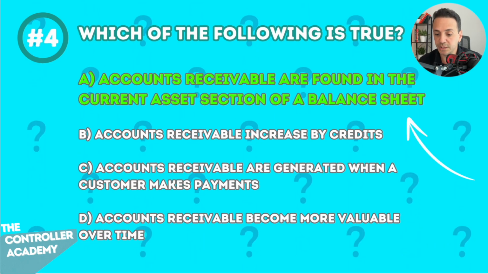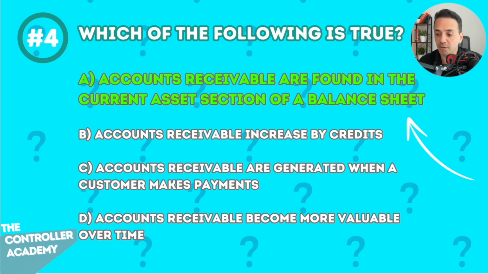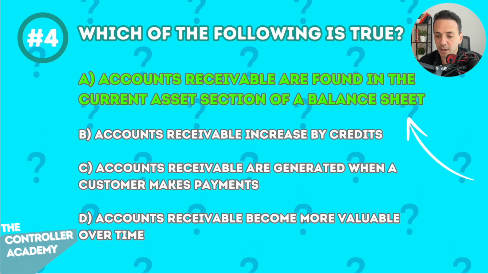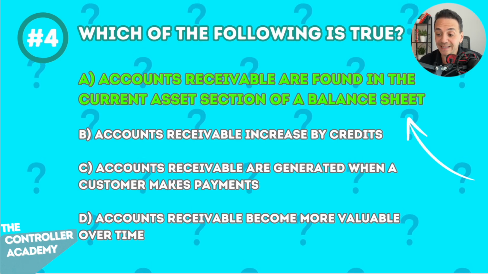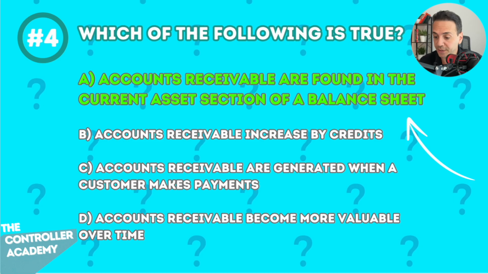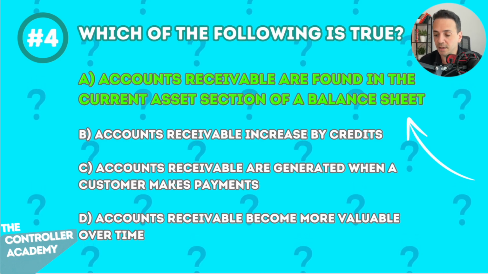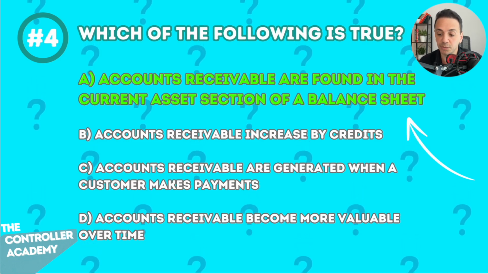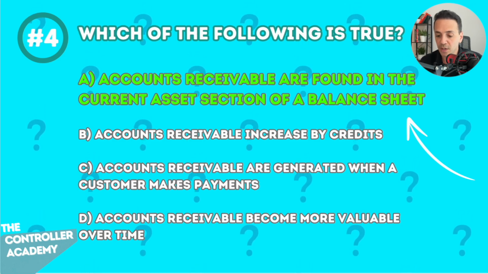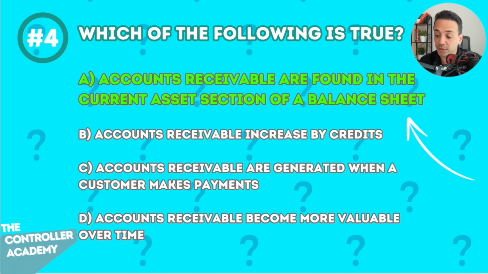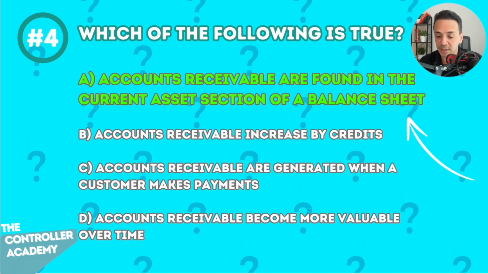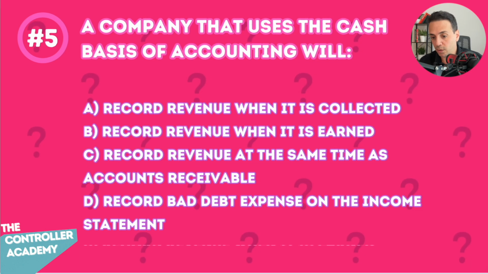All right, and of course the correct answer is accounts receivable are found in the current assets section of the balance sheet. The accounts receivable increase by debits, so B will be incorrect. For C, accounts receivable are generated when a customer makes a payment. That's not when you generate an accounts receivable. You generate it when you issue an invoice, not when you get a payment from the customer. The accounts receivable become more valuable over time. Actually, they become less valuable over time because you have to book an allowance against them. All right.